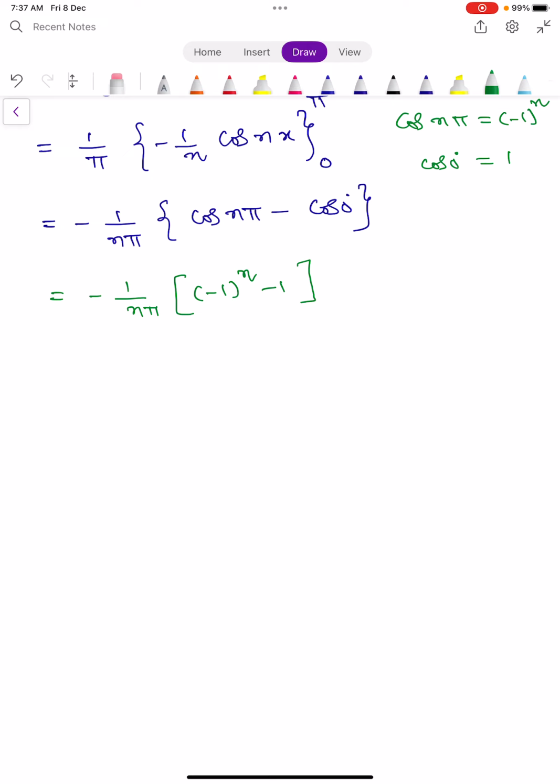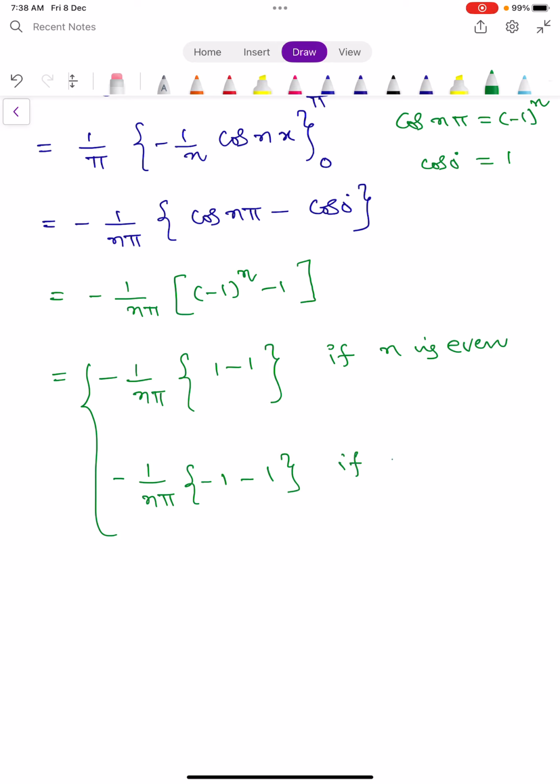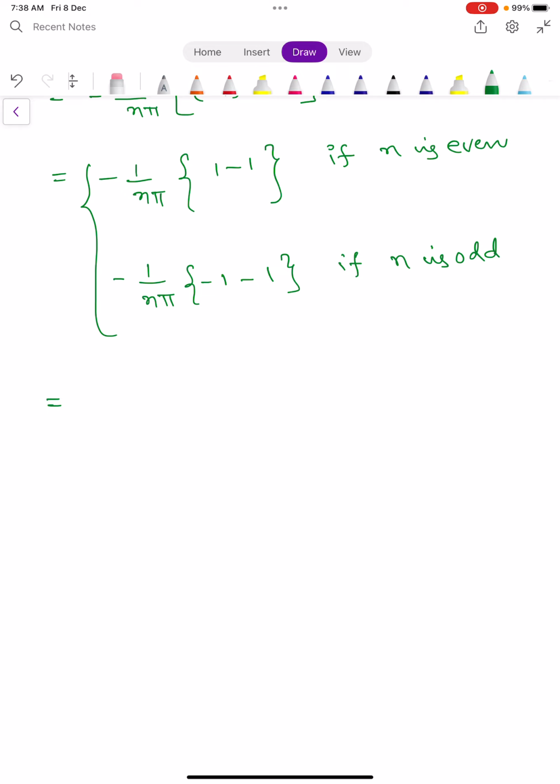So from this, we get two different values for our bn. We check this: minus 1 by n pi times 1 minus 1. This condition happens if n is even. Minus 1 by n pi times minus 1 minus 1 if n is odd. So whenever n is an even number, bn is 0. Whenever n is an odd number, something you get. So this term is 0 if n is even, and the second term is minus 2, minus of minus plus, you get simply 2 by n pi if n is odd.